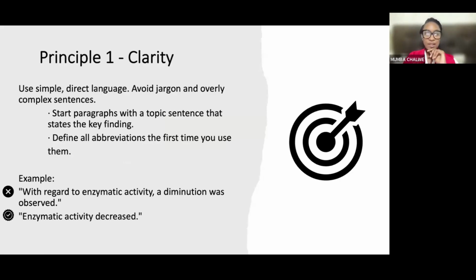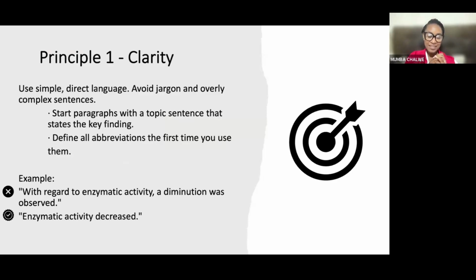So let's look at clarity. How are we ensuring that we're clear? Use very simple and direct language. Avoid jargon and complex sentences. Start your paragraphs with a topic sentence that states the key finding, and define abbreviations the first time you use them. So I've given an example.